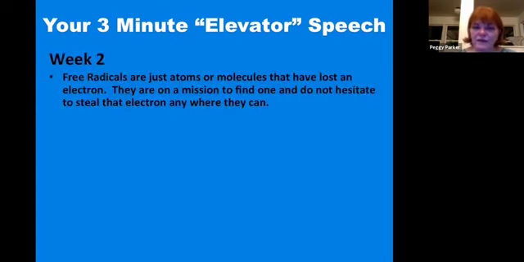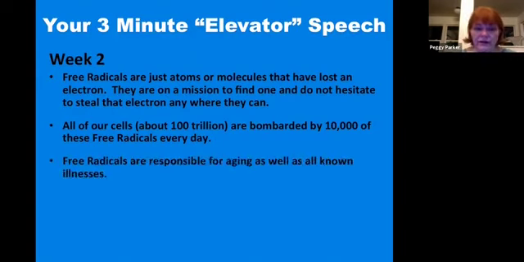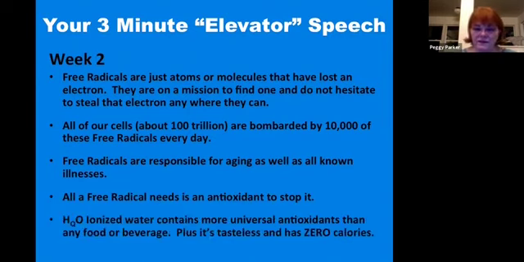Now, for week two, for today, here are the most important things for you to begin to work into your elevator speech. Free radicals are just atoms or molecules that have lost an electron, and they are on a mission to find one, and they do not hesitate to steal an electron from anywhere they can. All of our cells, about 100 trillion of them, are bombarded by 10,000 of these free radicals every day. Free radicals are responsible for aging as well as all known illnesses. But all a free radical needs is an antioxidant to stop it.